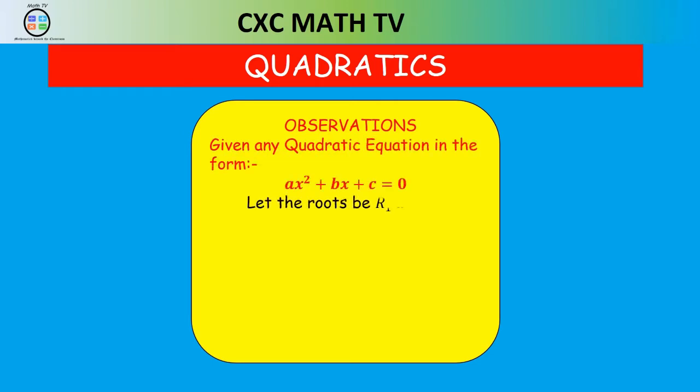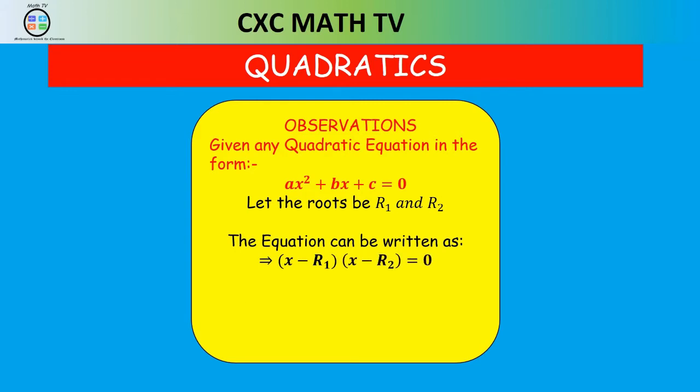So given any quadratic equation in the form ax squared plus bx plus c equals 0, let's say the roots are r1 and r2. Then the equation can also be rewritten as x minus r1 times x minus r2 equal to 0. If we expand that, we get x squared minus r2 times x minus r1 times x plus r1 r2. Factor out the x from the two middle terms, and we get x squared minus (r1 plus r2) x plus r1 r2 equal to 0.